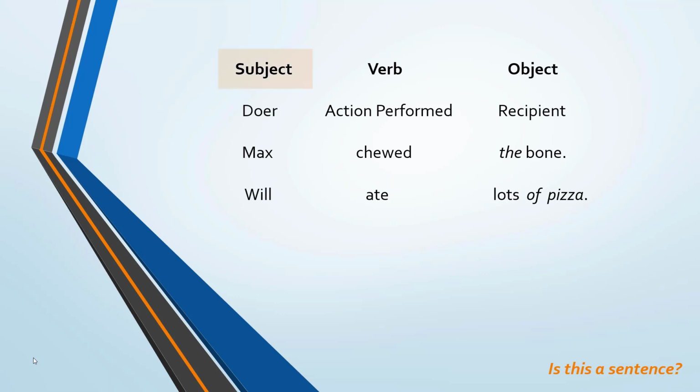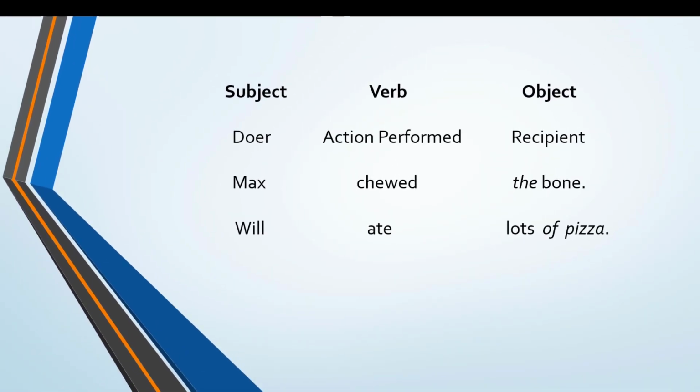Sentences come with a subject and a verb in English, and most of the time there's also an object. The subject is typically some sort of noun, a person, place, or thing that is going to do the action. That's the doer in the sentence. And the verb is the action that is performed, and then the recipient of that action is the object. Max chewed the bone. Will ate lots of pizza.